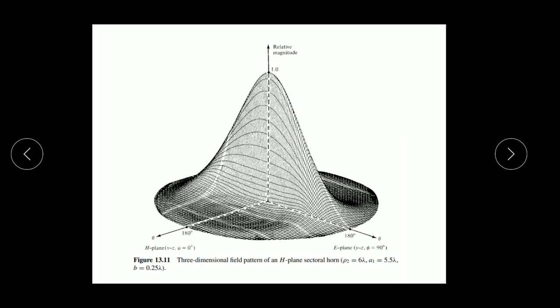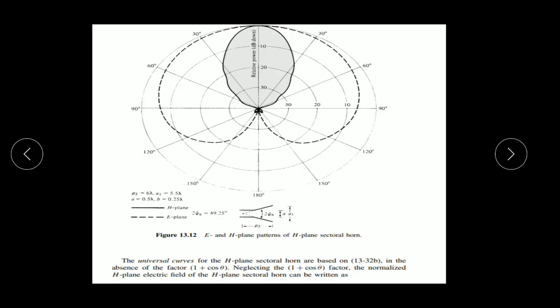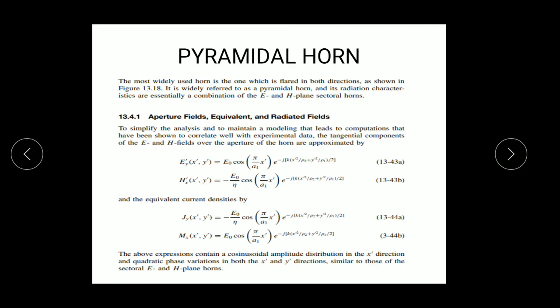This is the 3D radiation pattern where rho 2 equals 6 lambda, A1 equals 5.5 lambda, and B equals 0.25 lambda. This is a polar plot of the horn antenna for the H-plane. Now we discuss the pyramidal horn.